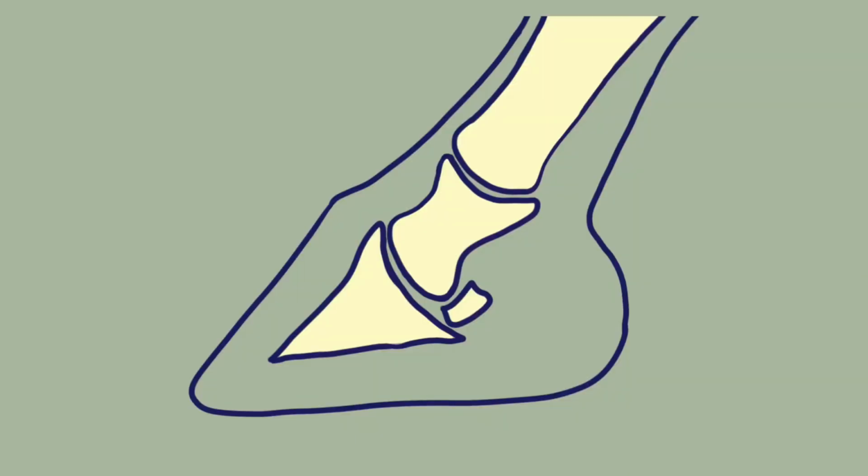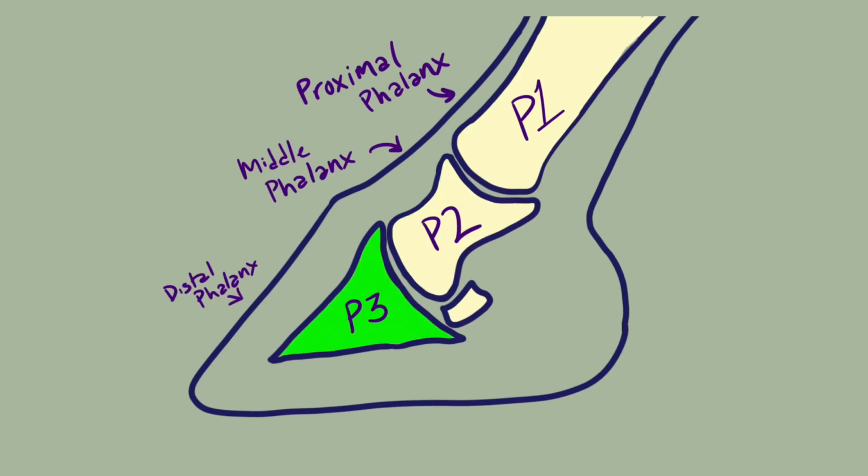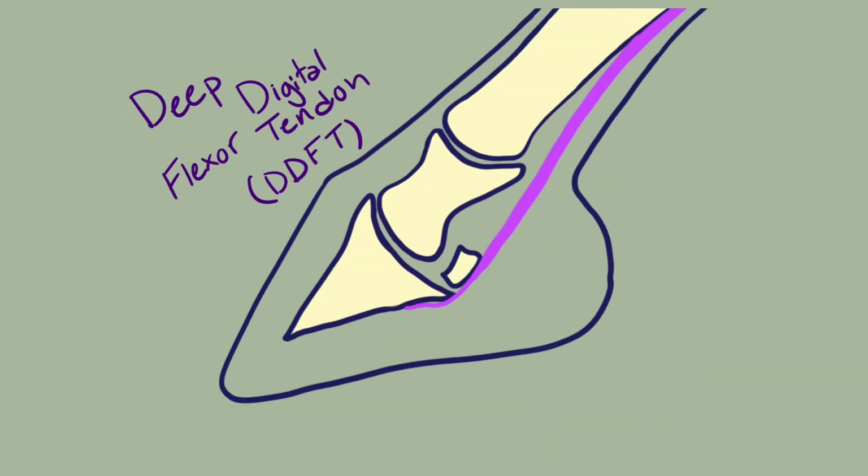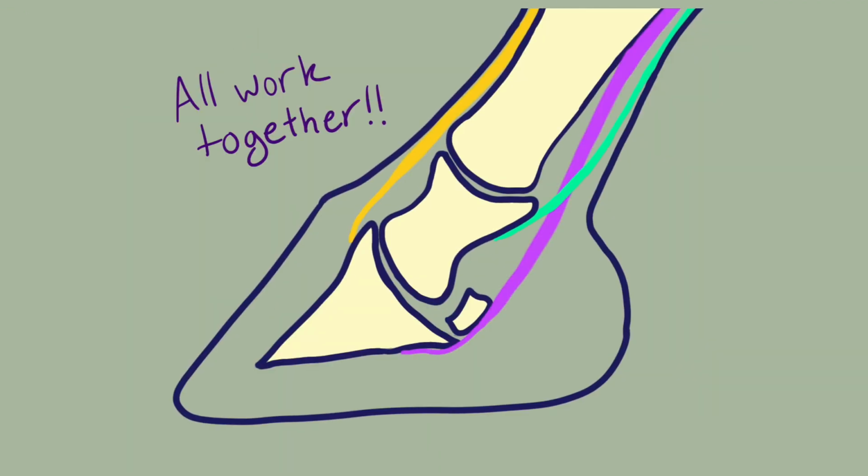To fully understand how the hoof is affected, it's important to first understand its marvelous anatomy and physiology. The distal limb of the horse consists of the proximal phalanx, or P1, the middle phalanx, or P2, the distal phalanx, or P3, and the navicular bone. Here we have the common digital extensor tendon, the superficial digital flexor tendon, and the deep digital flexor tendon. These tendons work together with supporting ligaments to move the hoof through space.